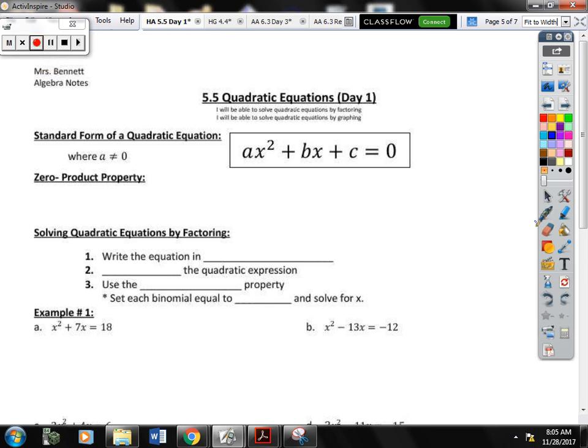So section 5.5 takes us from having an expression to having an equation. The difference would be if you just have x squared plus 4x plus 4, that's an expression. With an expression, all you can do is factor and simplify it. Today we're going to make it into an equation. When we add in the equal sign, we now can actually solve this equation and get two answers.